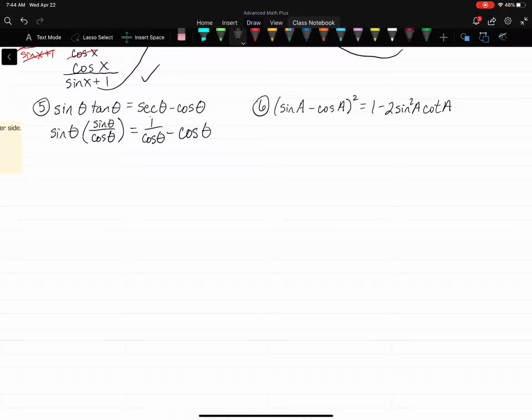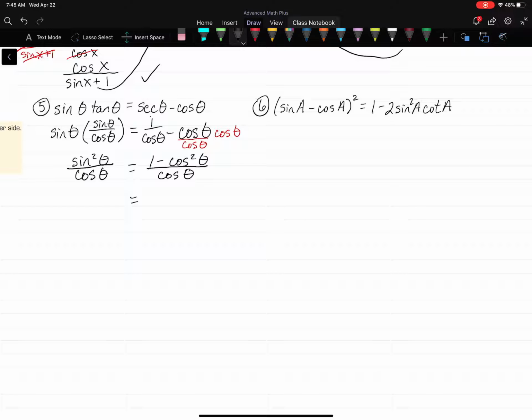Over here on the left, we have sine squared theta divided by cosine theta. Sine times sine is sine squared. Equals, over here on the right, we got to get a common denominator. So the common denominator is cosine theta. We put 1 on the bottom, which also means we have to put 1 on the top. And we will end up with 1 minus cosine squared theta over cosine theta.